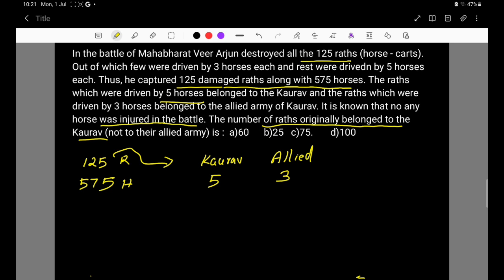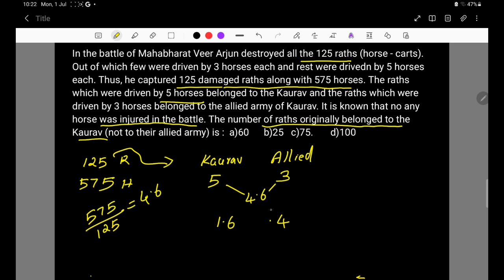So I am using a simple trick to solve this. At first take the average: 575 divided by 125, that's equal to 4.6. Put 4.6 here and take the differences. 5 minus 4.6 is equal to 0.4. 4.6 minus 3 is equal to 1.6.